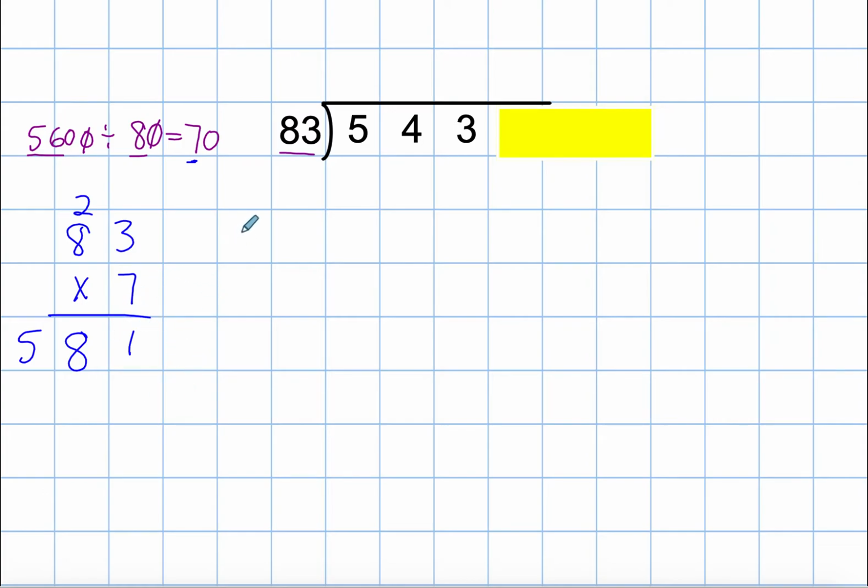So I'm going to do 83 times 6. This is 18. 48 plus 1 is 49. I have 498, which is less than my 543. So I know 6 works. Now, notice I did not erase 83 times 7 because I might want to come back to that later depending on the problem. I put my 498 here, and now I'm going to subtract.